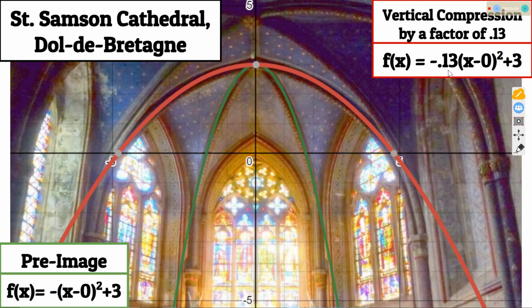In this case it is 0.13. And so that's why we have a vertical compression of 0.13. So this would be one way.